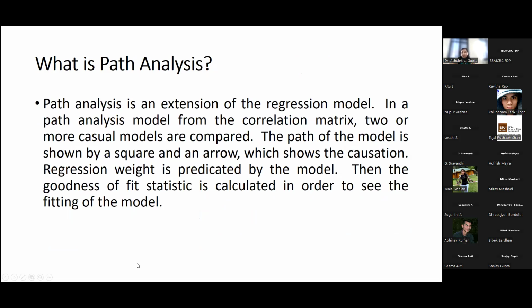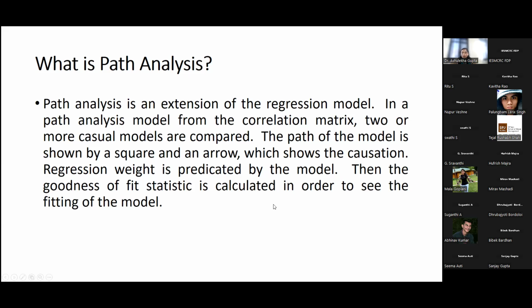Next, the last thing here: what is path analysis? What do you understand by path analysis? Basically, path analysis is the extension of the regression model, those we had used in the past, multiple regression or any sort of regression you had used. So path analysis is the extension of that regression model. In a path analysis model, the correlation matrix and more causal models are compared. The path of the model is shown by a square and an arrow, which shows the causation. Regression weights are predicted by the model. Then the goodness of fit statistics is calculated in order to see the fit of the model.